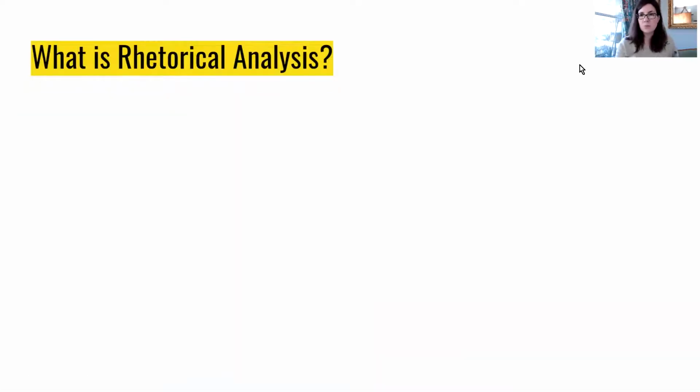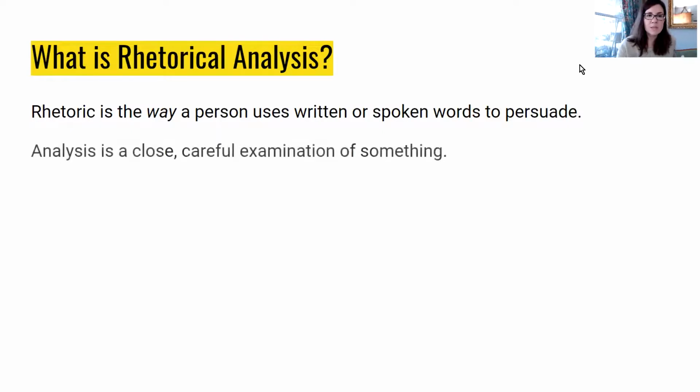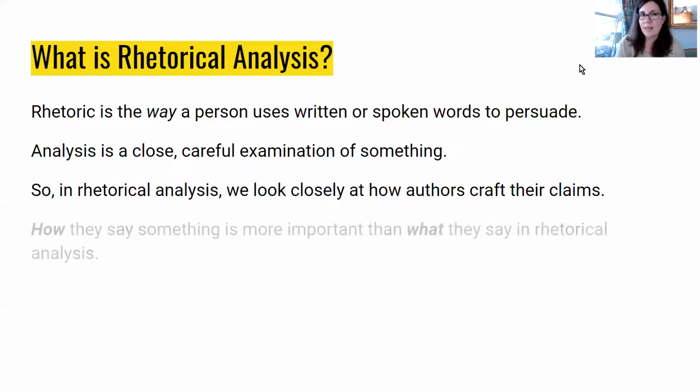So what is rhetorical analysis? Rhetoric is the way a person uses written or spoken words to persuade. Persuade means to convince somebody. Analysis is close, careful examination of something. So rhetorical analysis is where we look closely at how authors craft their claims, how they say what they say.